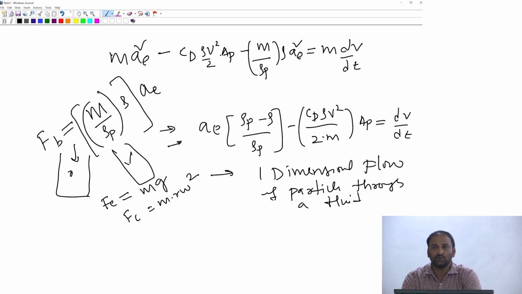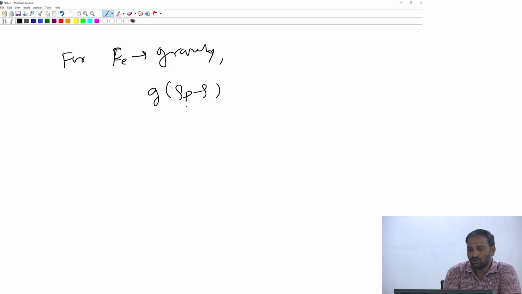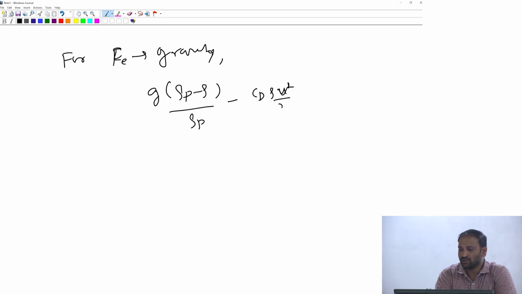One interesting thing to note from this equation is that if you write it for the case of gravity, so for your external force being gravity, g times (rho p minus rho) divided by rho p minus CD times rho v square by 2 times Ap, and there's m here, that's equal to dv by dt.